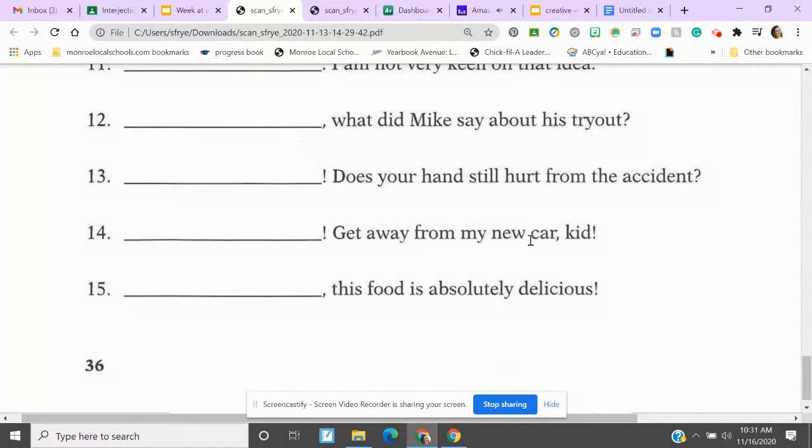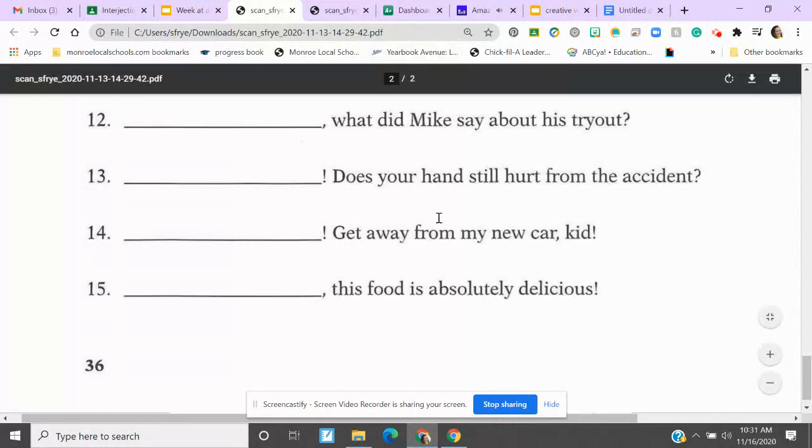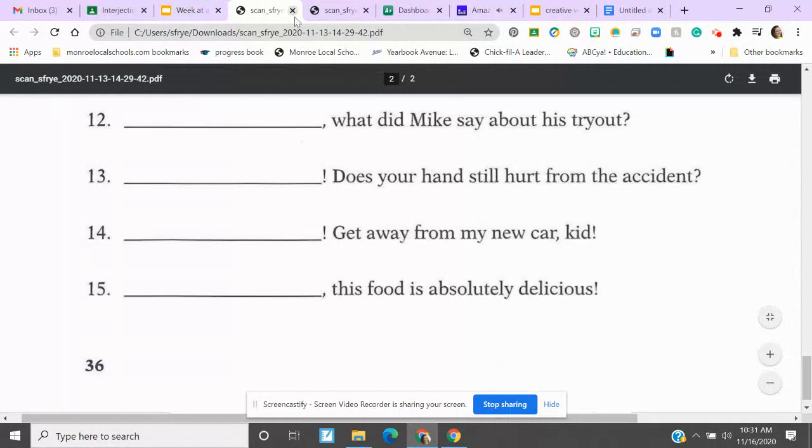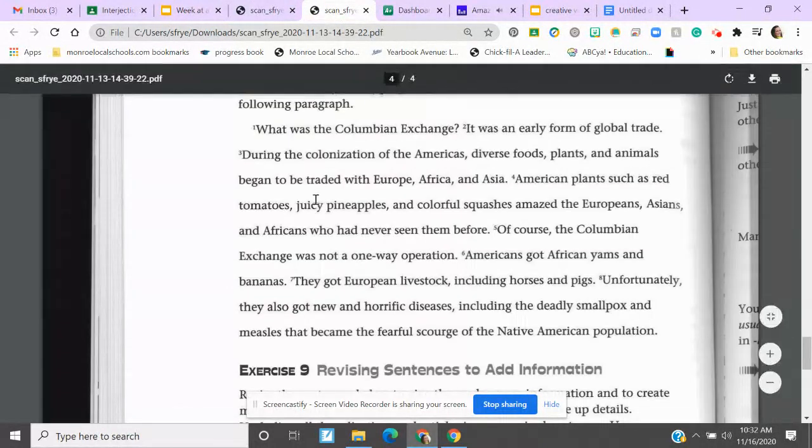Okay, and 15. Gross. This food is absolutely... Wait, that didn't work. I thought it said disgusting. Yum. This food is absolutely delicious. Of course, I had to be the one to mess it up on the recording. All right, so we're good with interjections, right? Yes. You guys are clearly.